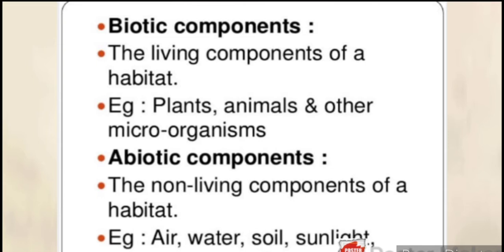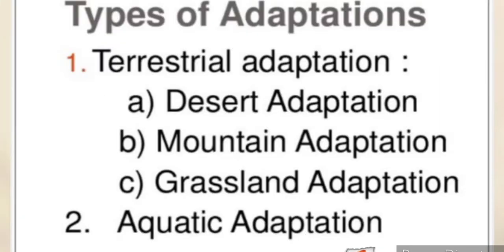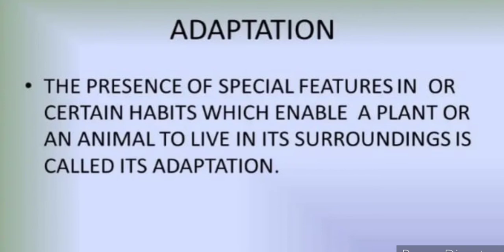Now, the habitats and the adaptations which we have to study are terrestrial adaptations. In this, the desert adaptation, mountains and the grasslands, and the aquatic adaptations. So, first of all, we will be starting with the adaptations. First of all, we should know what we mean by adaptation. The presence of special features or certain habits which enable a plant or an animal to live in its surroundings is called its adaptation.